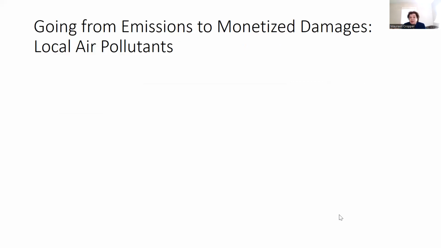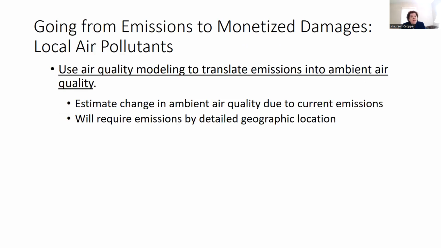So how do you go from emissions to monetized damages for local air pollutants? Well, the first thing you have to do is to use air quality modeling to translate emissions into ambient air quality. Suppose that a power plant emits 10,000 tons a year of sulfur dioxide. This is going to be released and change ambient SO2. It's likely to be transformed into secondary particulate matter, and those changes are going to be modeled with an air quality model, something perhaps like CAMx.